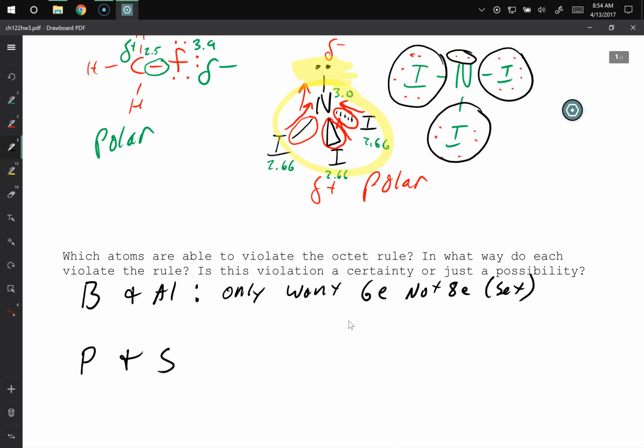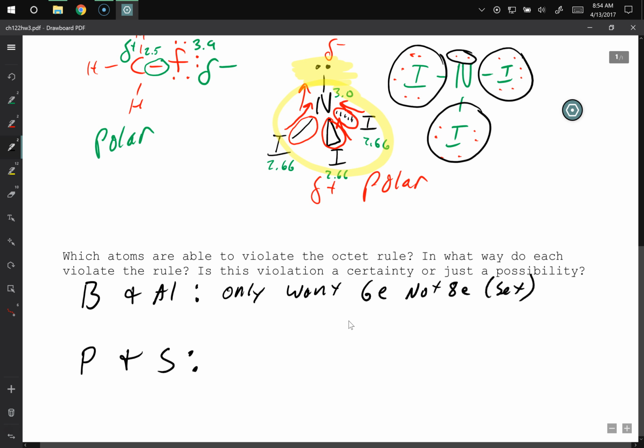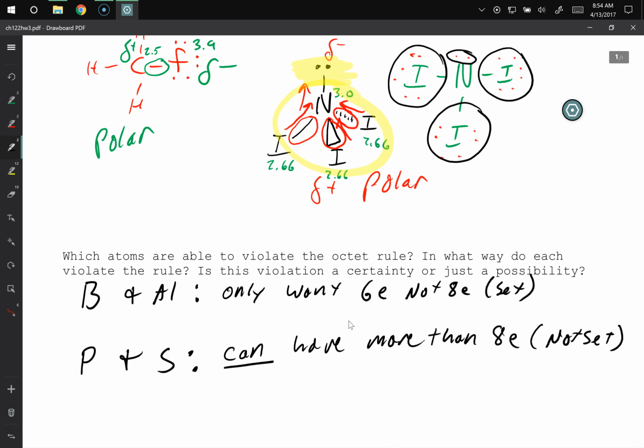And what did you tell us last time about violations of rules? We don't understand exactly what's going on. We only kind of understand what's going on. Okay, so the phosphorus, what happens here? It can have more than 8 electrons, not set. So it could be more than 8, but it doesn't need to be more than 8.